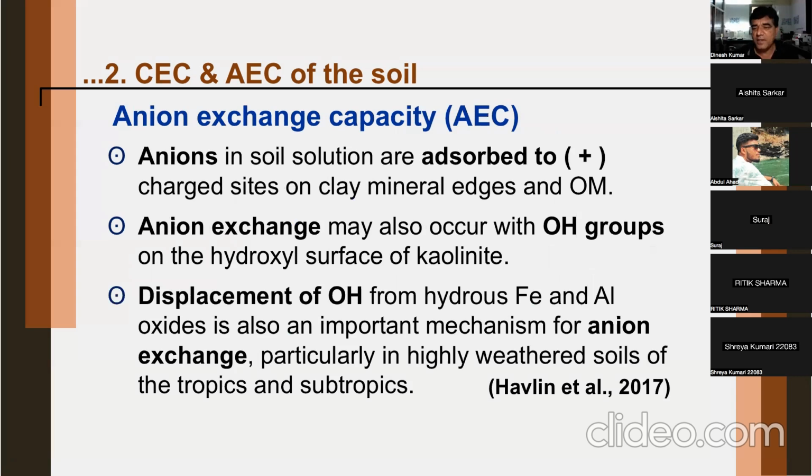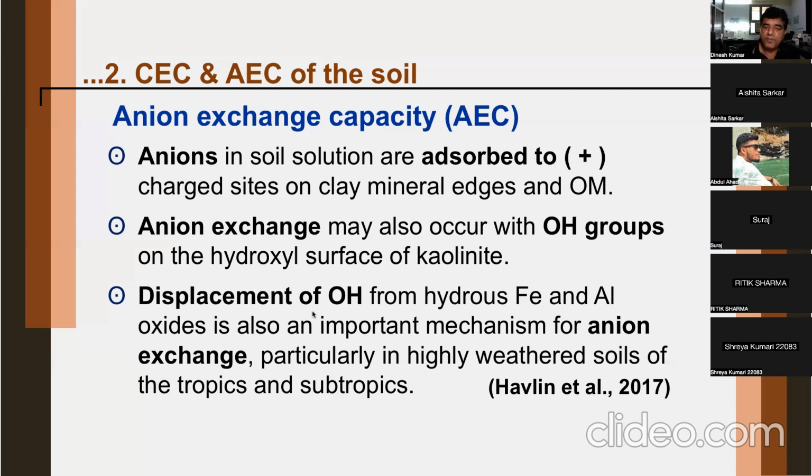Now we go to the anion exchange capacity. This is also important to supply the nutrients to the soil solution. Anions, particularly in soil solution, are adsorbed to charged sites on clay mineral edges and organic matter. As you know, soil colloids have both kinds of ions, cations as well as anions, but the quantity of anions on the exchange surface is very small. Anion exchange may also occur with OH groups on the hydroxyl surface of kaolinite. As you know, kaolinite has a 1:1 structure.